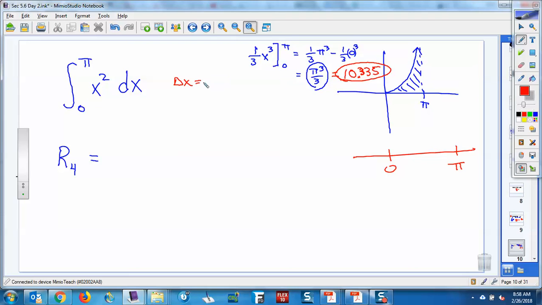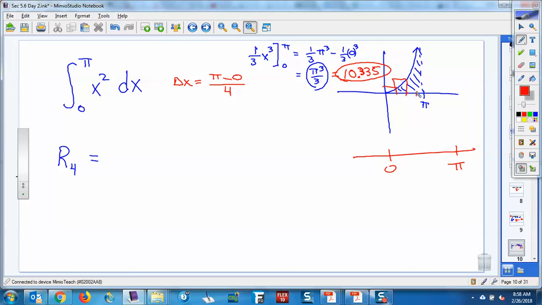So what is the first thing I want you to do? I want you to calculate delta x. So that's going to be what? Okay, you might have to go to the home screen to find it. What minus what, divided by 4, because we're doing an R4? We're doing 4 right rectangles on this. Now, it's easy to see that that's going to be this, and they're going to be up here.